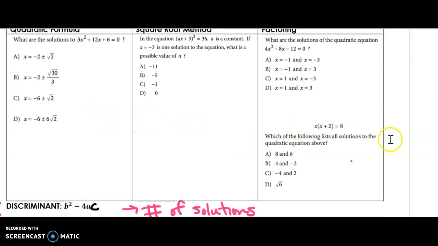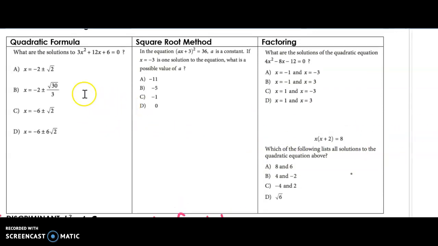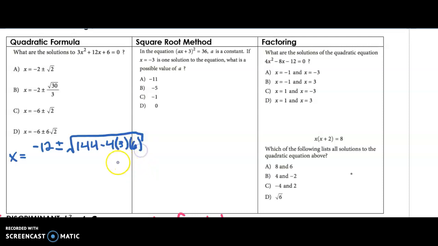Okay, so for this question here on the left, we see that we are going to need to use the quadratic formula because each of our answer options is in the form of the quadratic formula. And so when I put this into the quadratic formula, I get x equals negative b, so negative 12, plus or minus the square root of b squared, which is 12 squared, is 144, minus 4 times a, which is 3, times c, which is 6, all over 2 times 3, which is a. I'm just going to write that as 6.